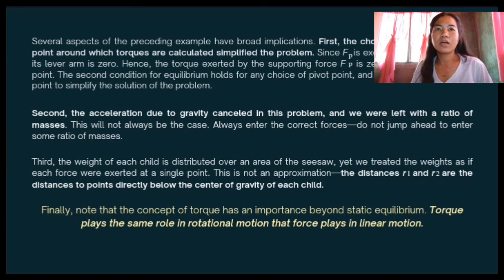The preceding example has broad implications. First, the choice of the pivot as the point around which torques are calculated simplifies the problem. Since force F sub P is exerted on the pivot point, its lever arm is 0. Hence, the torque exerted by the supporting force is 0 relative to the pivot point. The second condition for equilibrium holds for any choice of pivot point, and so we chose the pivot point to simplify the solution of the problem.